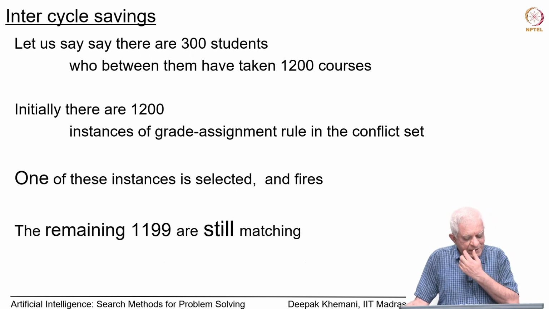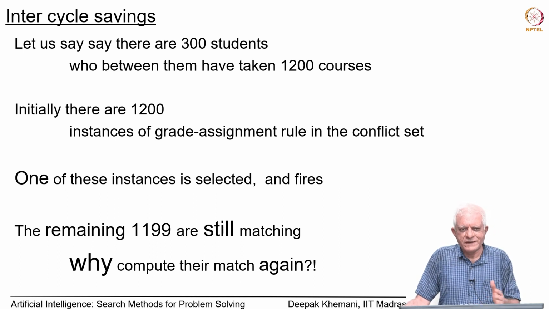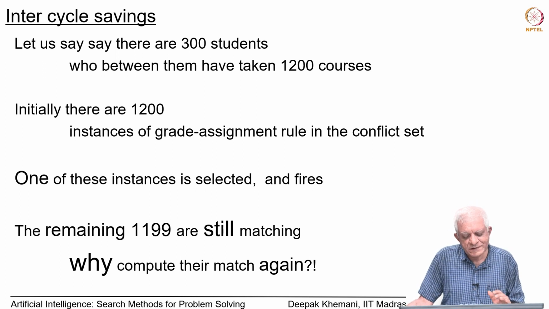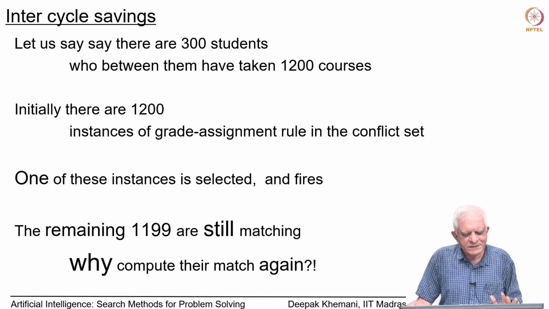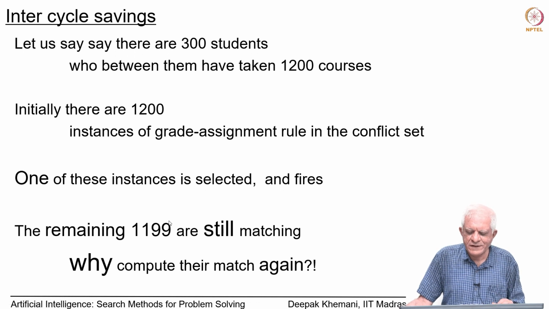But the remaining 1199 rules are still matching, nothing has changed about the other students' marks or cutoffs or anything like that. The question is, why should we do that match for the remaining students all over again? And as we will see shortly, the data network is an organization of data which allows us to do both this intracycle savings as well as intercycle savings in one go. It is quite a neat algorithm and definitely worth studying carefully. So, what is it that we are going to do?